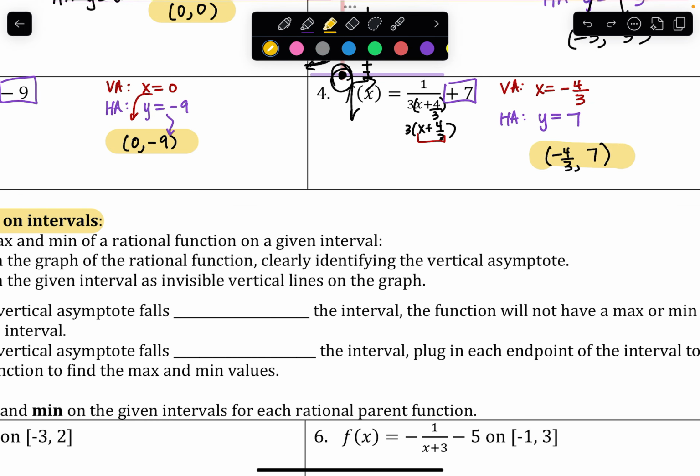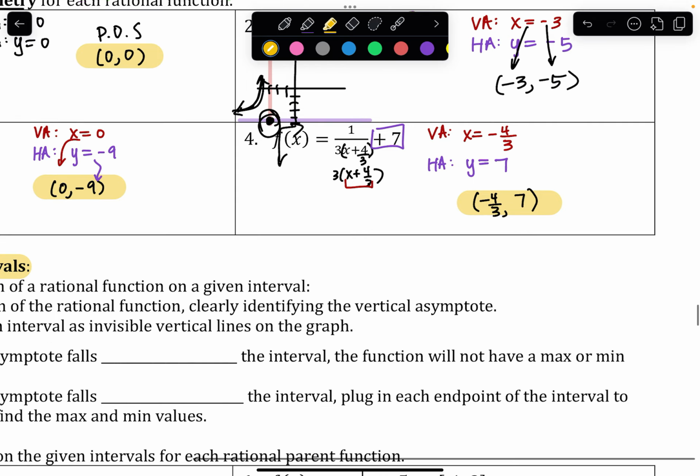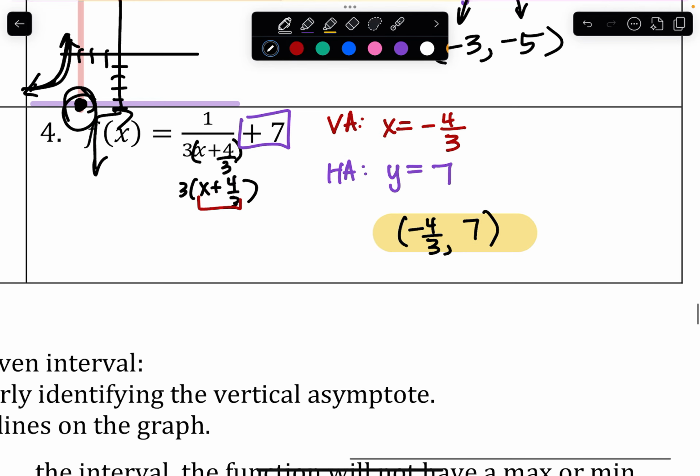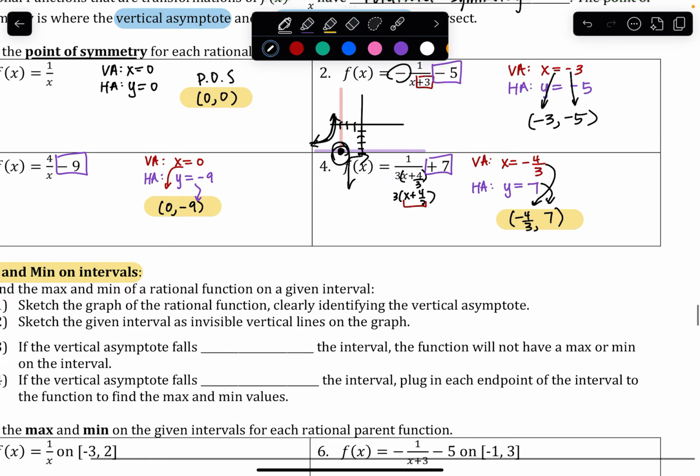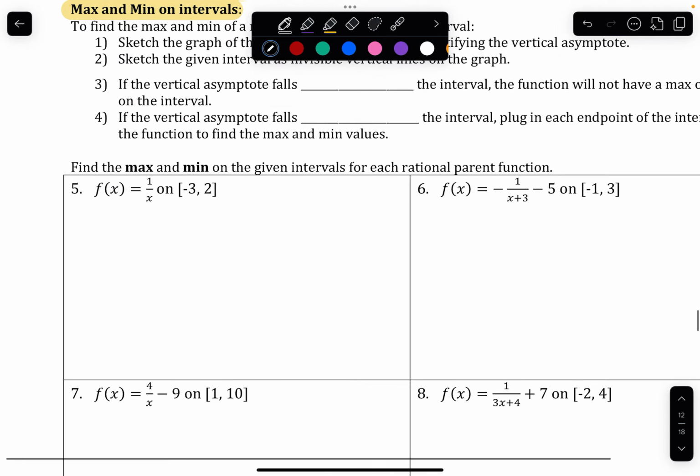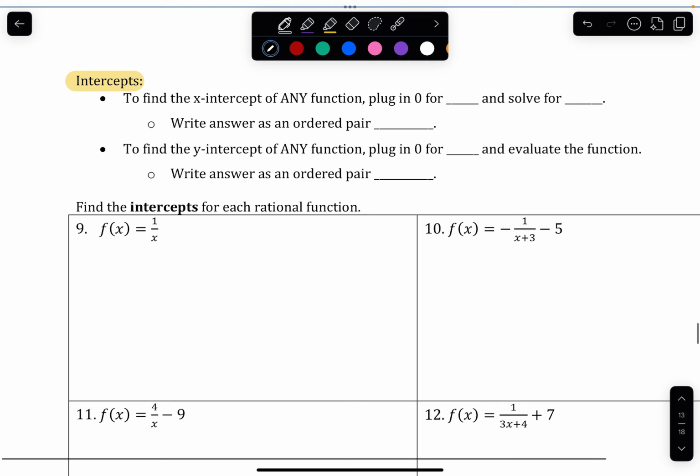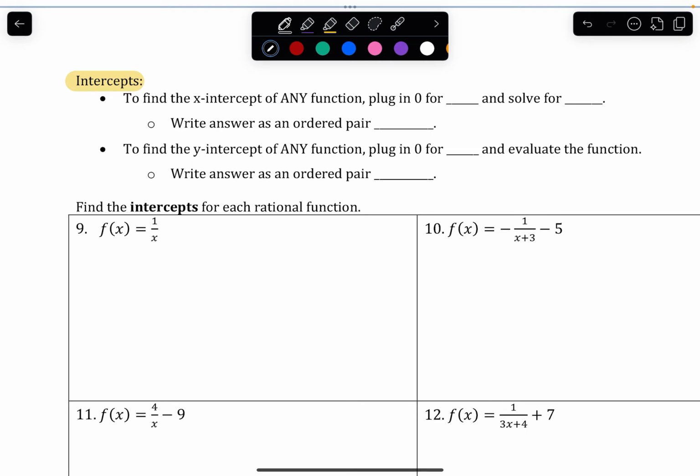All right, so that's the point of symmetry. Find your vertical and horizontal asymptotes, and then fill in your coordinates appropriately. Okay, I'm going to skip max and min on an interval for just a second and go to intercepts because this will be a little more familiar.